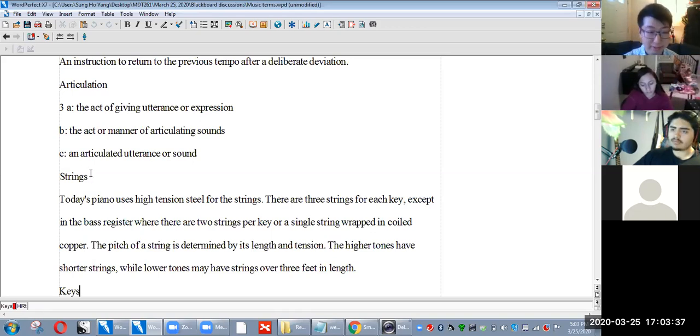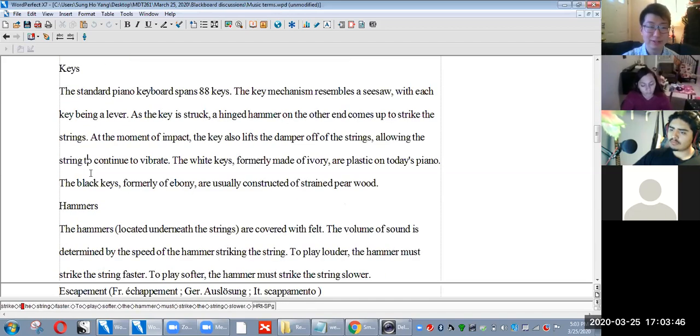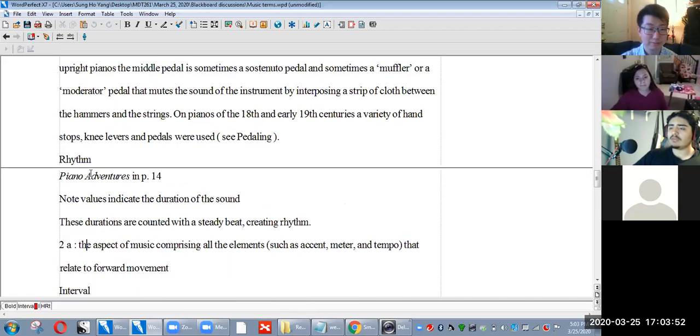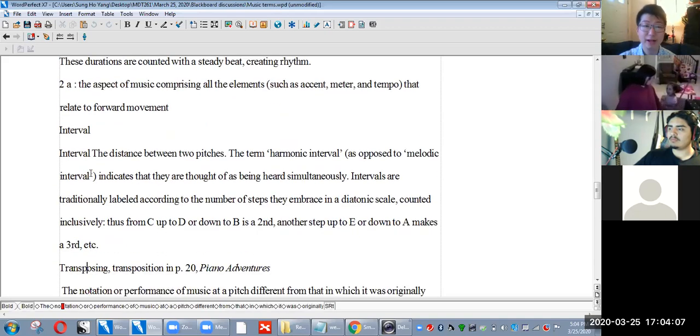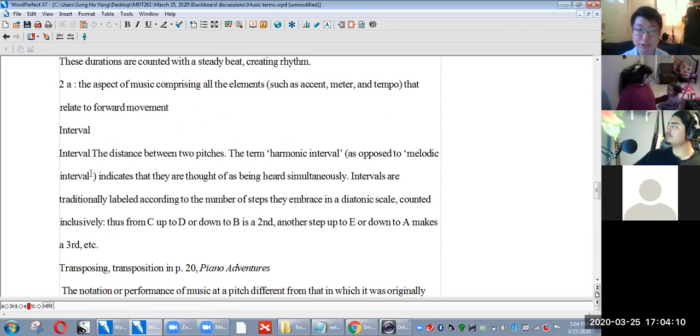And this is some anatomy of keyboard instruments. So it will be very interesting to introduce you guys to this kind of concepts. So rhythm, note values indicate the duration of the sound. And interval is the distance between 2 pitches. The term harmonic interval indicates that the pitches are thought of as being heard simultaneously.